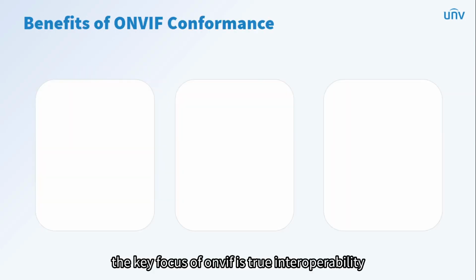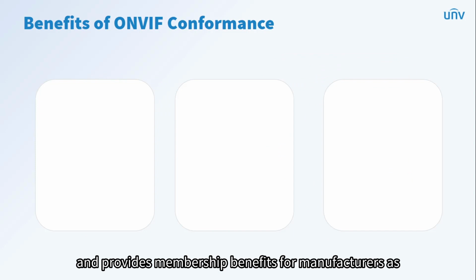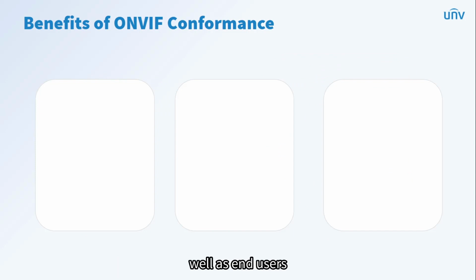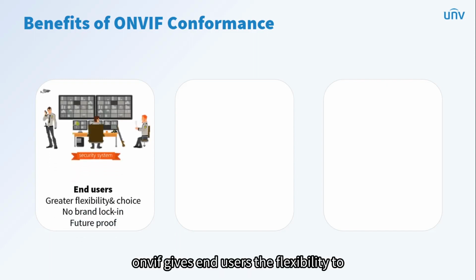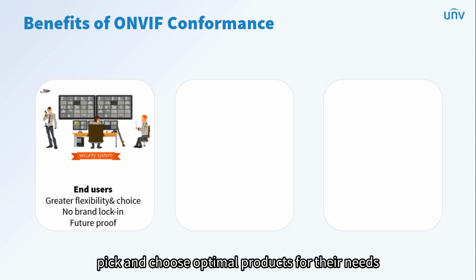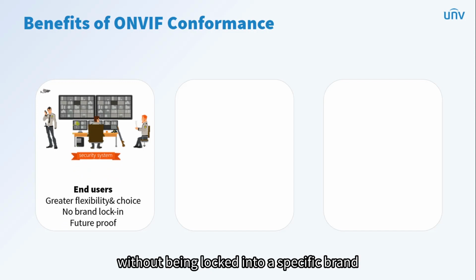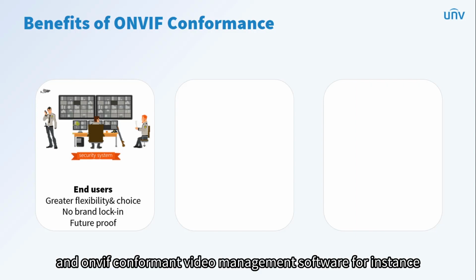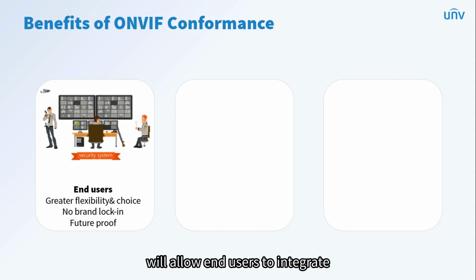The key focus of ONVIF is true interoperability and provides membership benefits for manufacturers as well as end users, integrators, and specifiers. ONVIF gives end users the flexibility to pick and choose optimal products for their needs without being locked into a specific brand. An ONVIF conformant video management software, for instance, will allow end users to integrate ONVIF conformant devices from different hardware manufacturers.